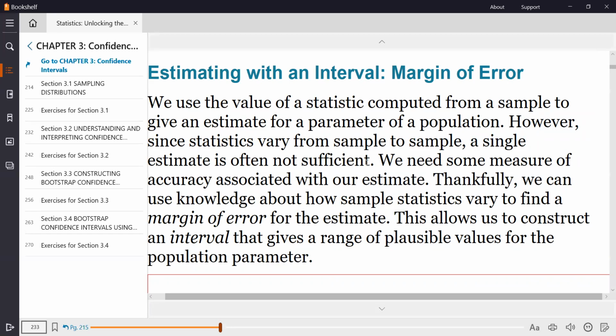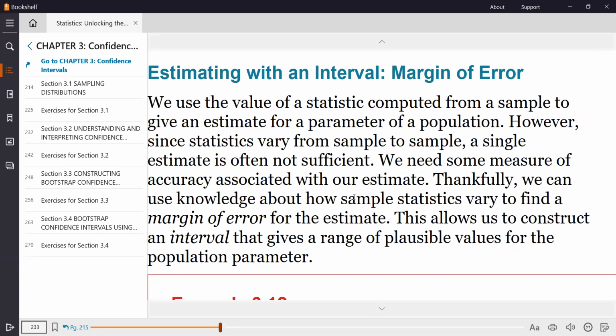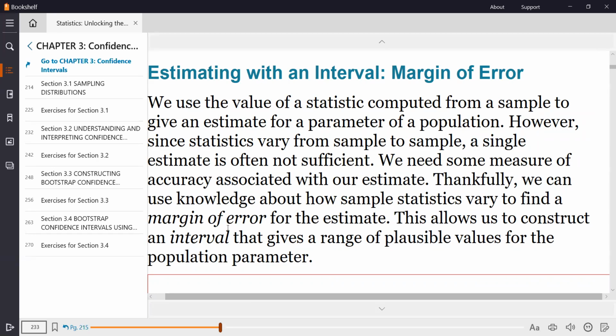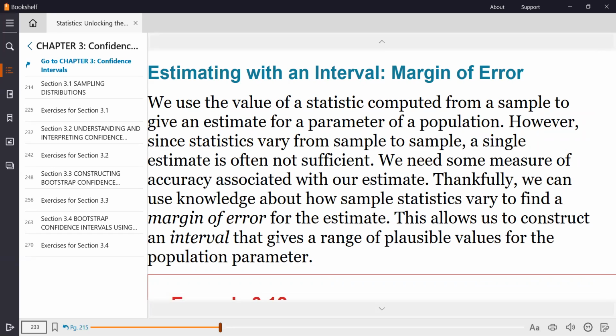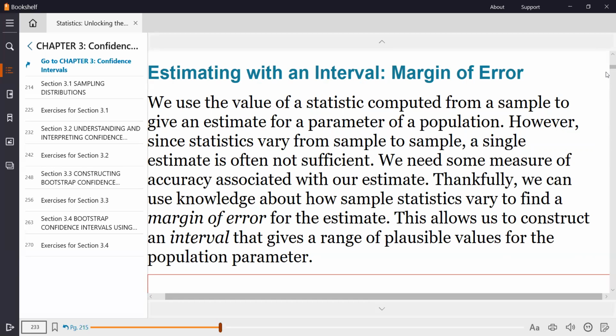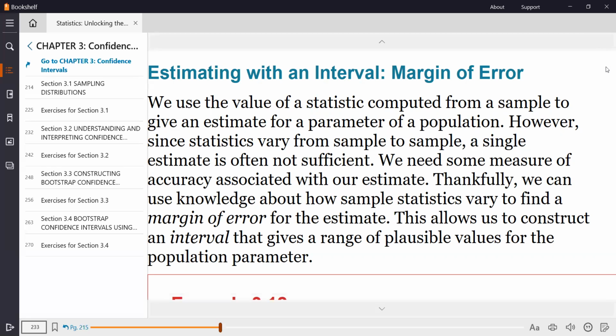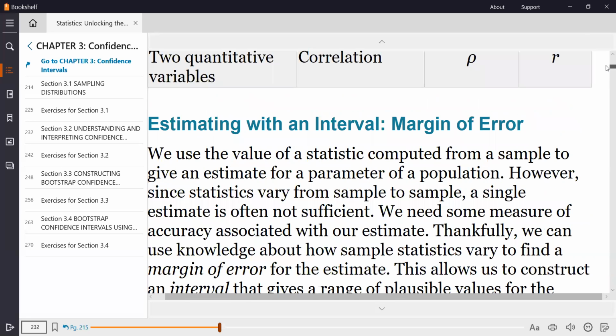We're not going to use that procedure with StatKey. We're going to use something simpler than that, actually, and we're letting the computer do all the work. So it will calculate the confidence interval for us without going through this process of creating a margin of error. We're not going to be doing that. The margin of error is used in traditional statistics through formulas to create these confidence intervals.